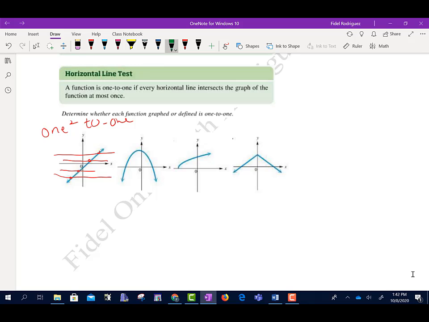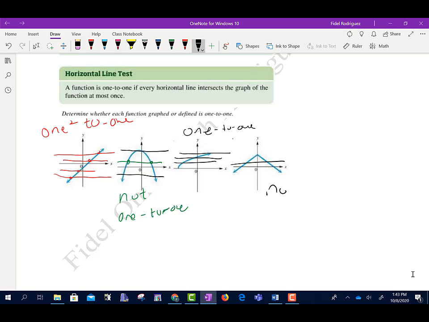So if I do the same thing here and I draw a horizontal line and I hit it more than once, then this function is not one-to-one. Sometimes people ask, sir, what happens if you draw this one right here? Well, then I'll just draw that one. As long as I can find one horizontal line that intersects it more than one time, it's not one-to-one. So again, drawing a horizontal line, I'm only going to hit that function once. This one here is one-to-one, and this one here is not one-to-one.